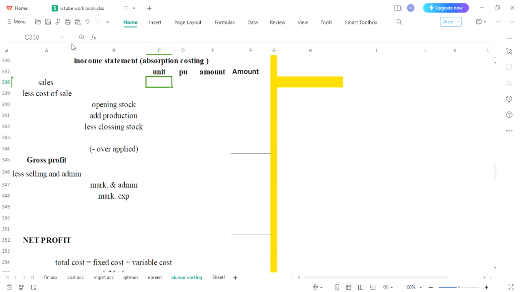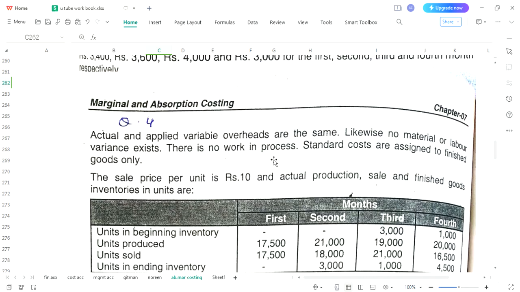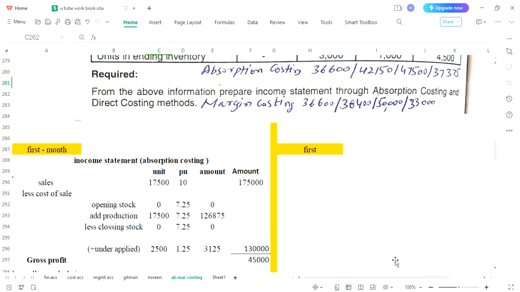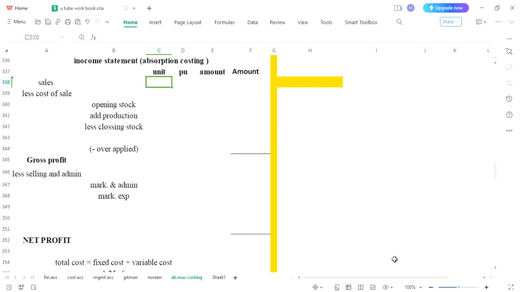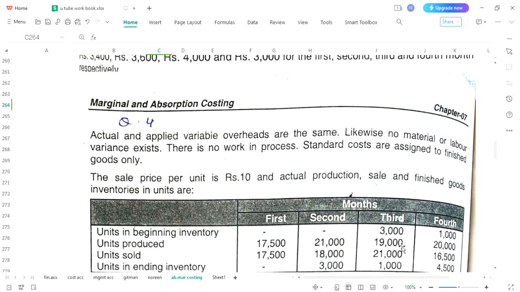So come to the point, we are at the third month, and in the third month look how easy it has become. Opening stock is given, produced units are given, sold and closing stock is also given. First we will write sold and produced, 21 and 19. So 21,000 units and 19,000 units. We have noted down sale and production. Now we will note the opening and closing stock for the third month. This is your third month. Opening stock is 3,000 and closing stock is 1, 3 and 1.